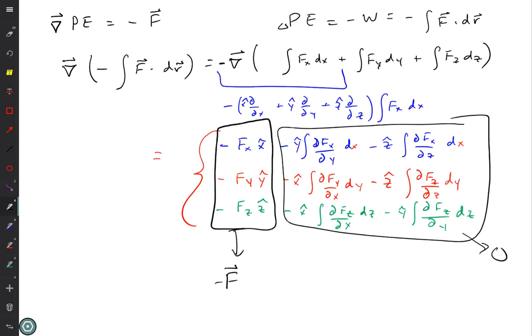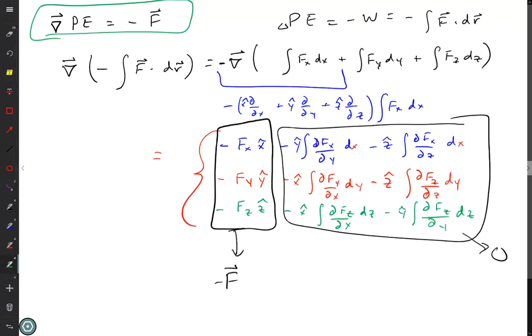but that is why you can do it. So the end result of all of this is that you can find the force by taking del, the gradient of the potential energy, and the minus sign.